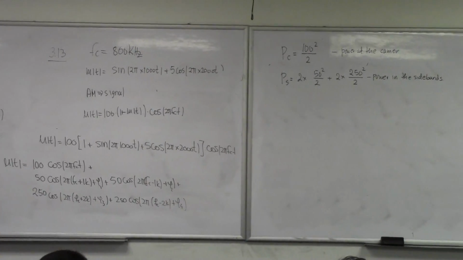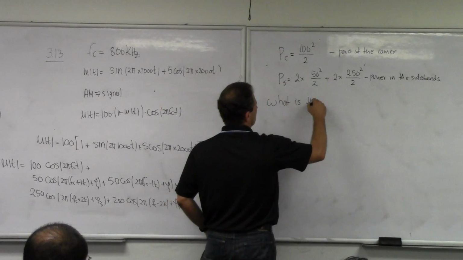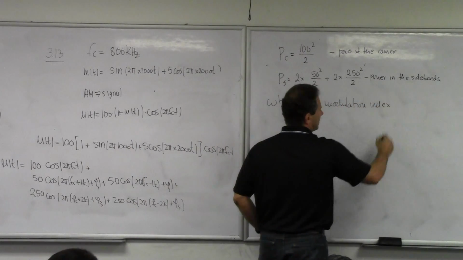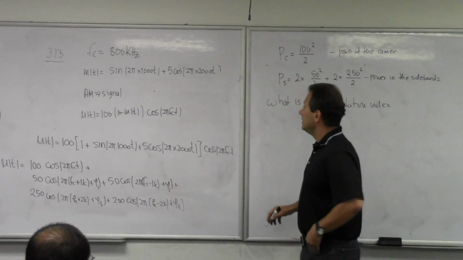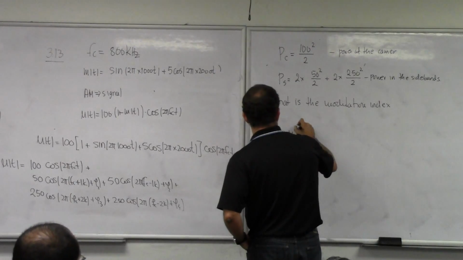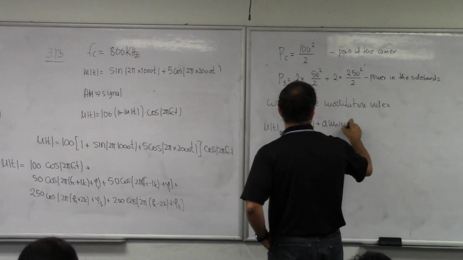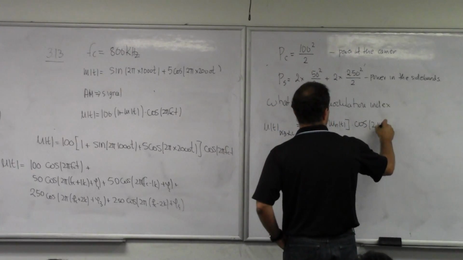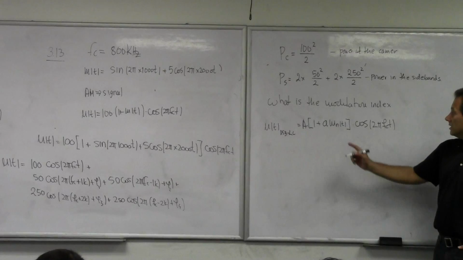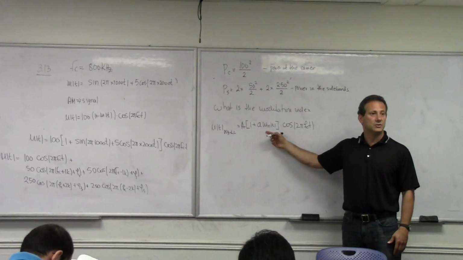Sorry. The next one, part 3, is tricky. What is the modulation index? And this is where it becomes a little awkward, right? What we learned in class is that u of t in a double sideband large carrier was given as some magnitude times 1 plus a m_n of t times cosine 2 pi fc t. This is what we learned to be a double sideband large carrier. This m_n was a normalized message signal.